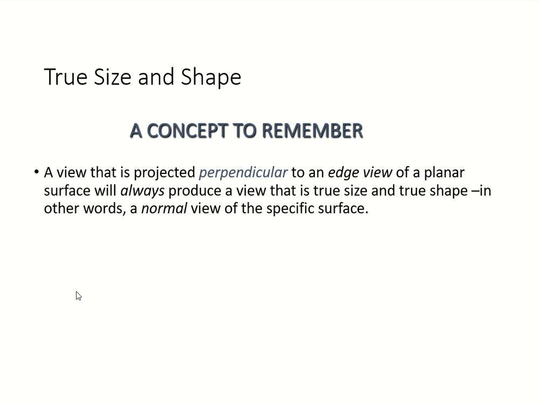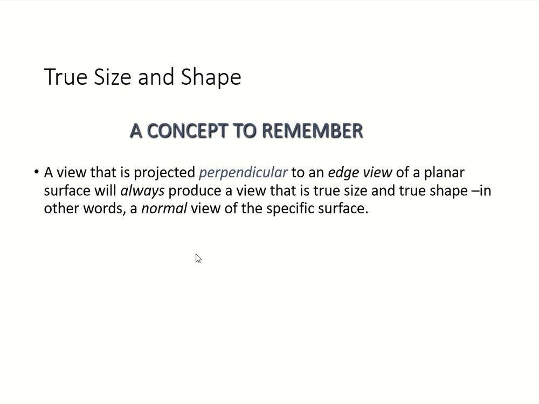Alright, next one is true size and shape. So here, when we think about a view, that is, again, projected. Some of my students have an issue dealing with the passive voice. Okay, this is passive voice. We're talking about a view is projected perpendicular to the edge view of a planar surface. And that kind of view is going to give you a view that is true size and true shape.